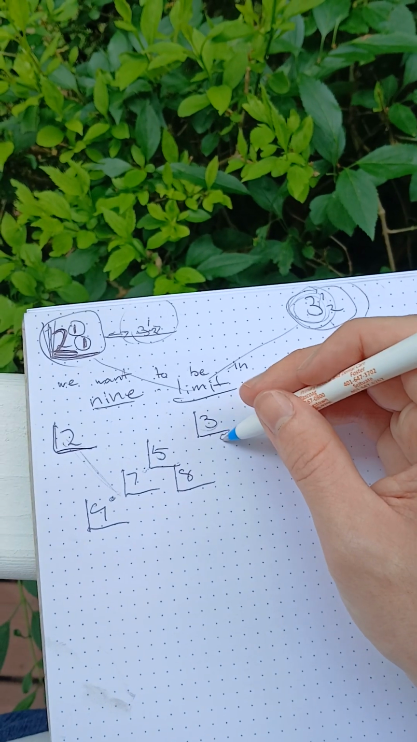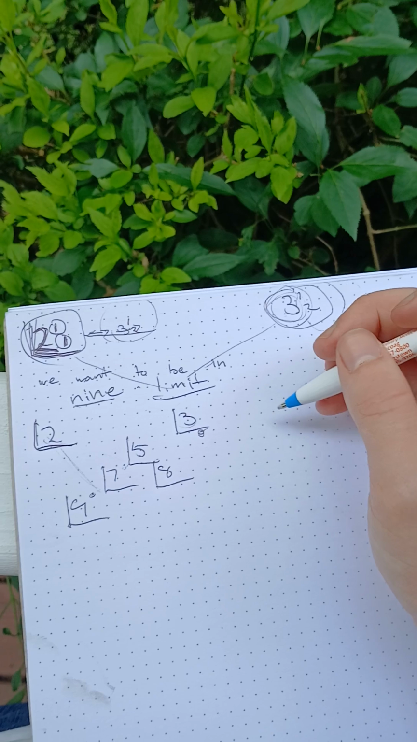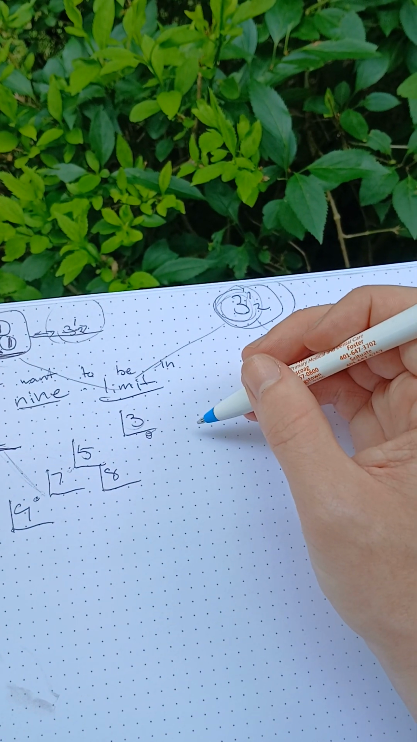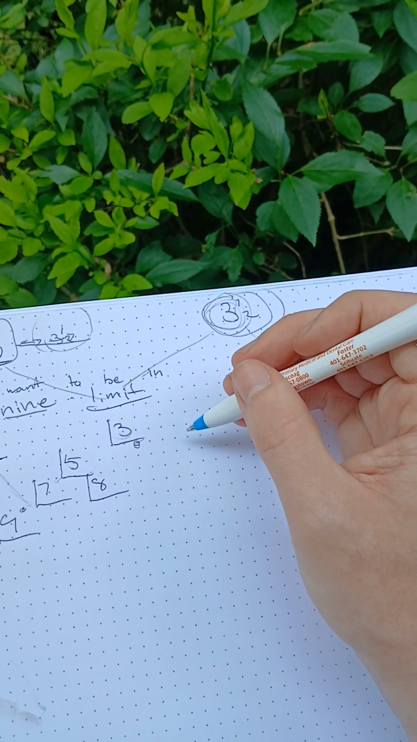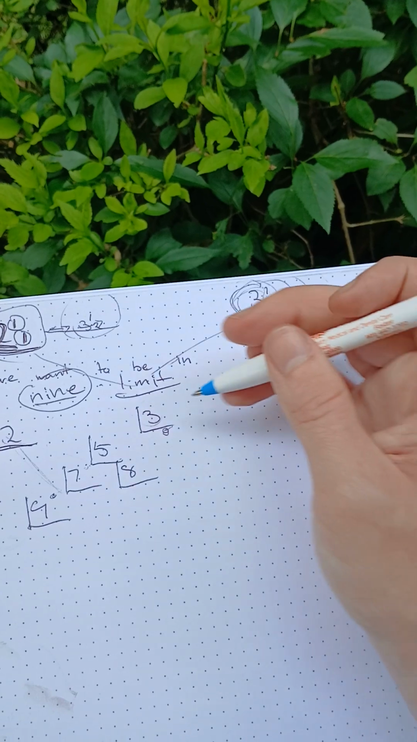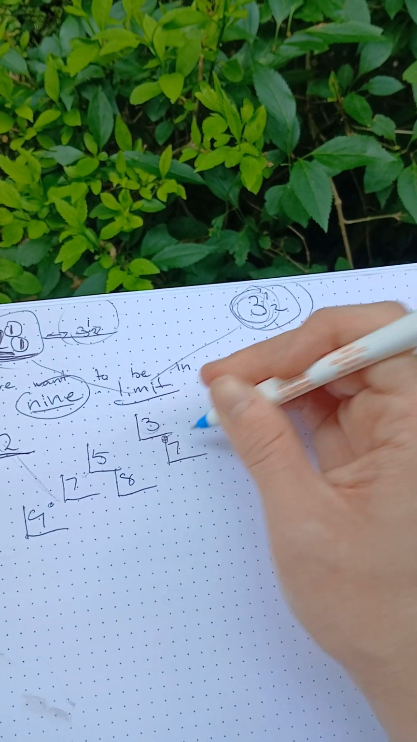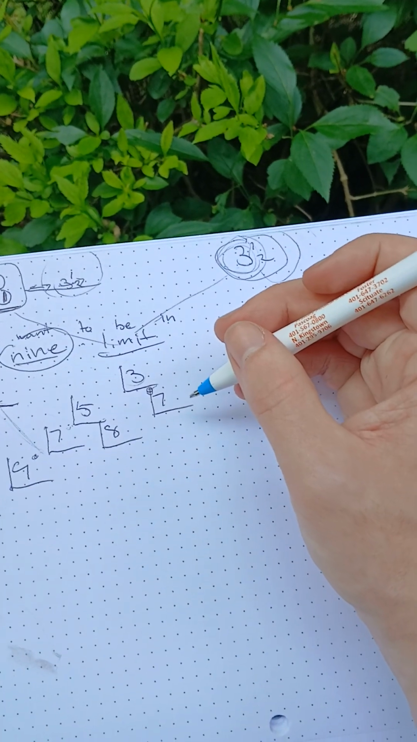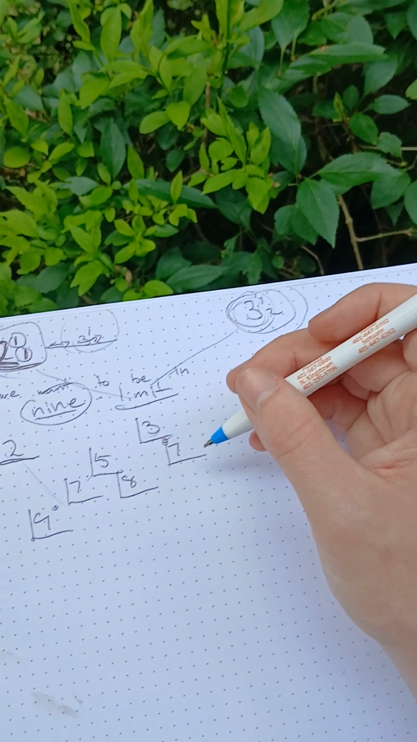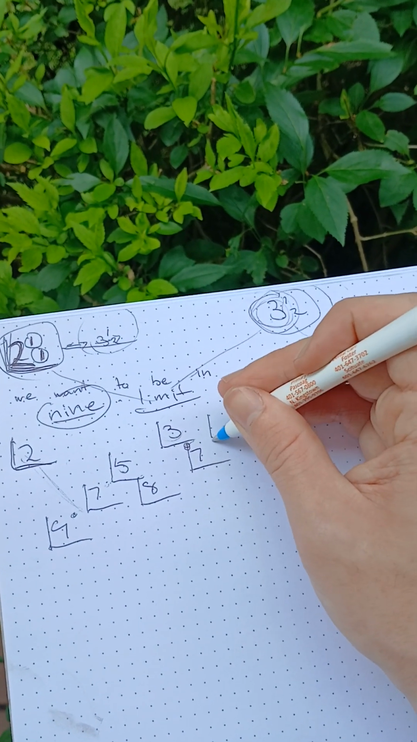Now that we have 3, our only next answer can be 4. 3 plus 4 is 7. 7 is not too high. 3 plus 7 is 10, and 10 is too high. So we'll put 7. Now, 7 plus 4 is 11, and 11 is too high. So I'll put 4.